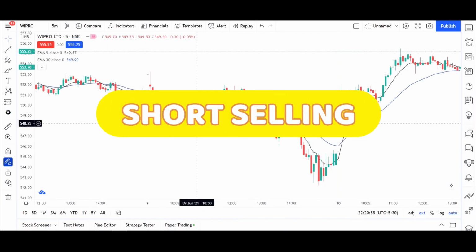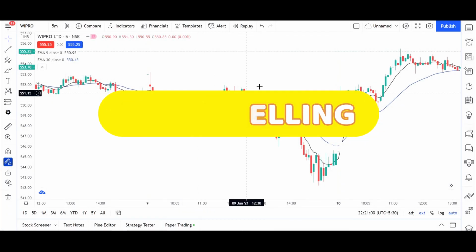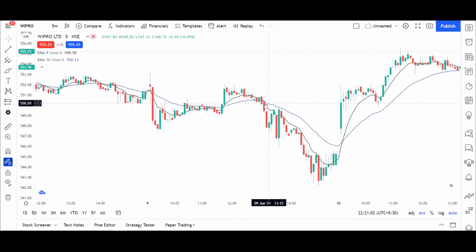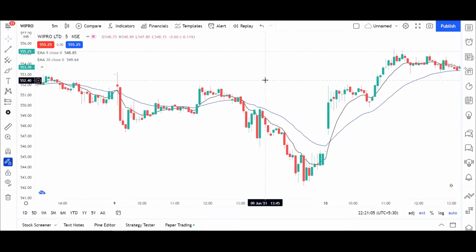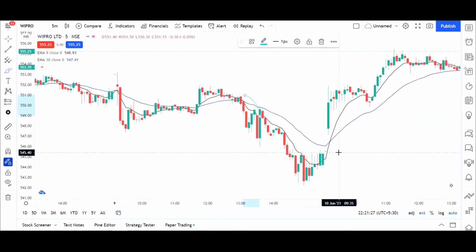Okay guys, now I'll show you how you can short sell using the same 9 and 30 EMA crossover. As we can see here, the 9 EMA has crossed the 30 EMA from above it. When the 9 EMA cuts the 30 EMA from above it, that generates a sell signal, and when it cuts it from below it, as we can see right here, it generates a buy signal.